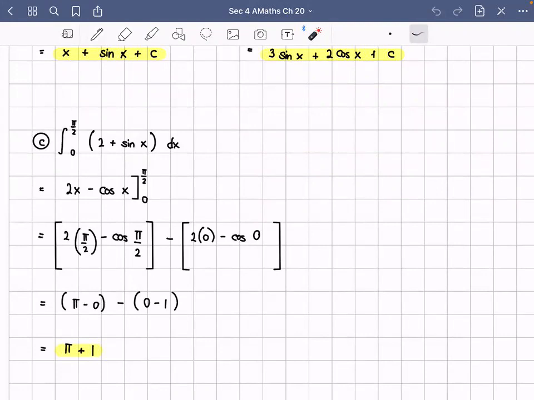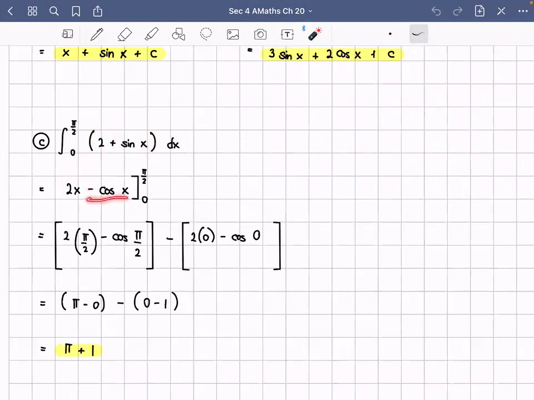Okay, so we have this question here. We find the antiderivative of 2 plus sine x from 0 to pi over 2. What's the first step here? We find the antiderivative of the expression first. So what is the antiderivative of 2? It's 2x. And then what is the antiderivative of sine x? It's negative cosine x.